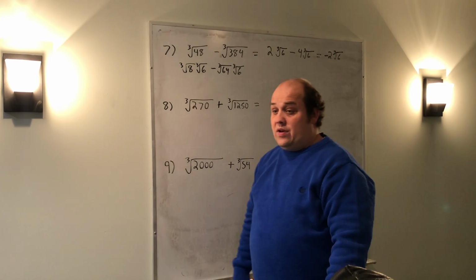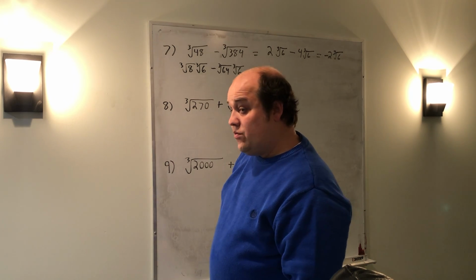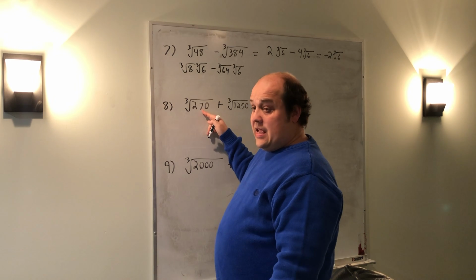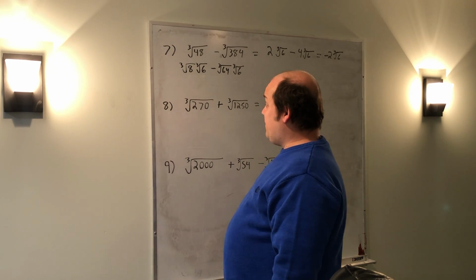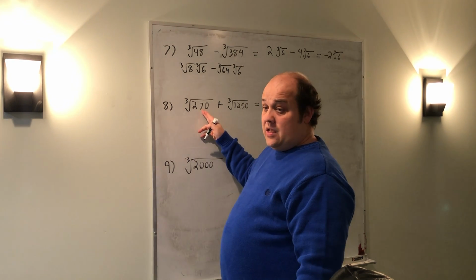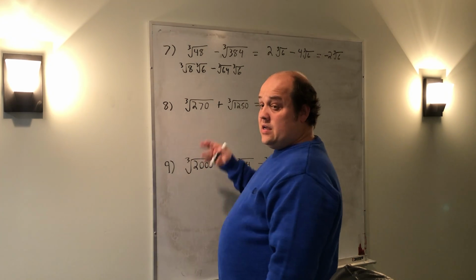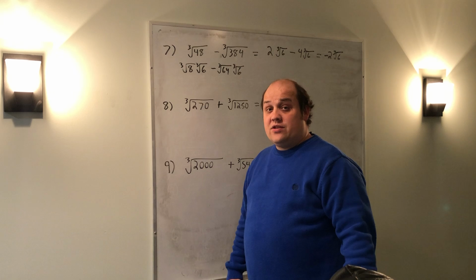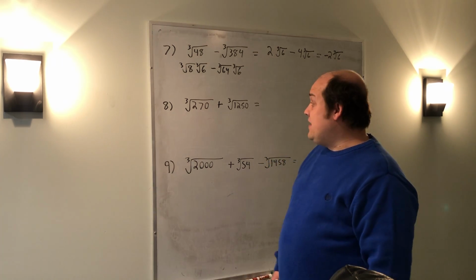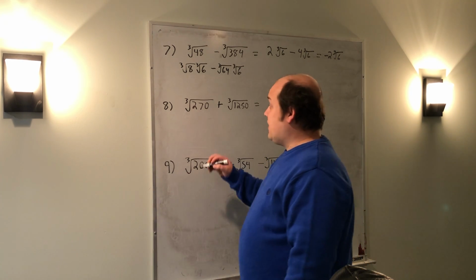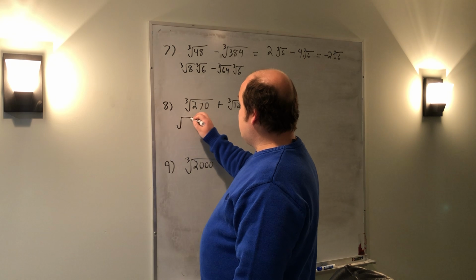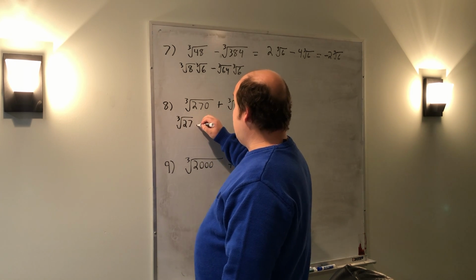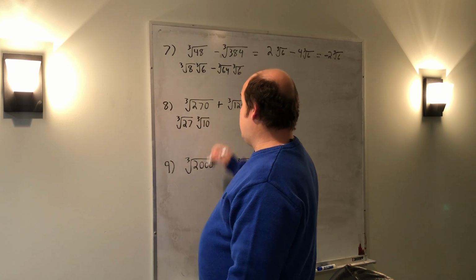For number 8, we have 270 as our first number, so 216 is what we're going to try. Doesn't go in evenly. After 216, I try 125, doesn't go in evenly. Then I try 64, doesn't go in evenly. Then I try 27. My calculator says 270 divided by 27 does give me a whole number, specifically 10. So I break this into the cube root of 27 times the cube root of 10.